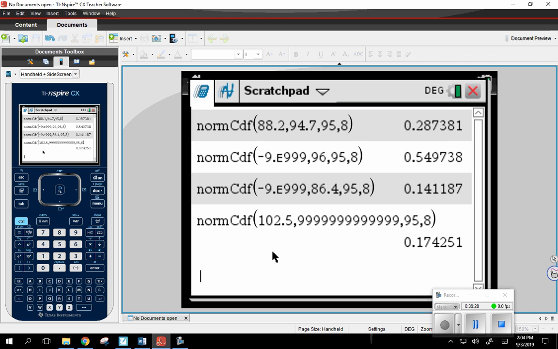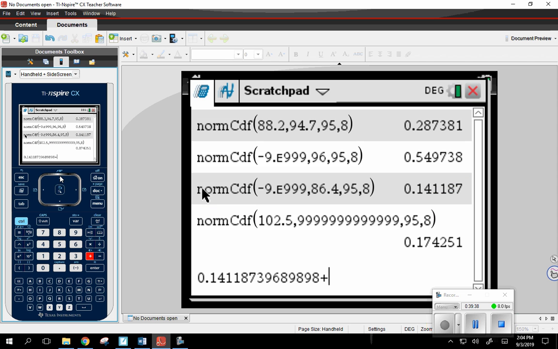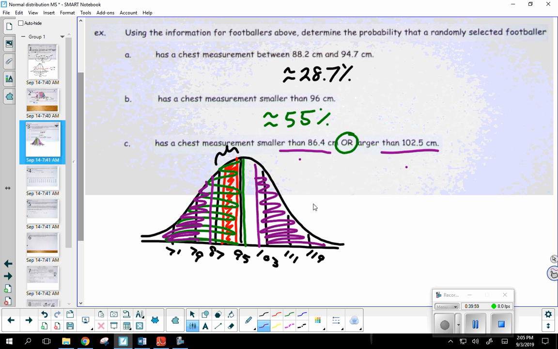So on that one, I'm getting 0.174251. Is that what everybody's getting? So now all I got to do is take the percents that I previously got and just combine them. So what percentage is going to be less than the 86.4 or bigger than the 102.5? I'd say about 31.5%. Probably make an argument for 32%. Okay, about 31.5. That's it. That is normal distribution. 31.5%.